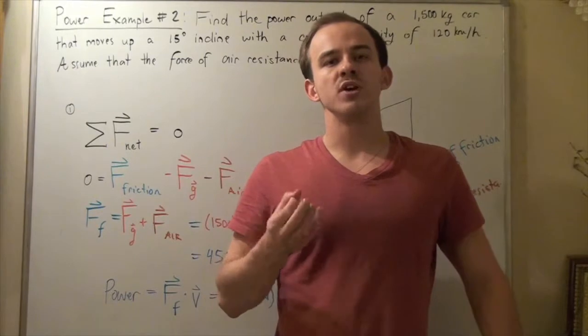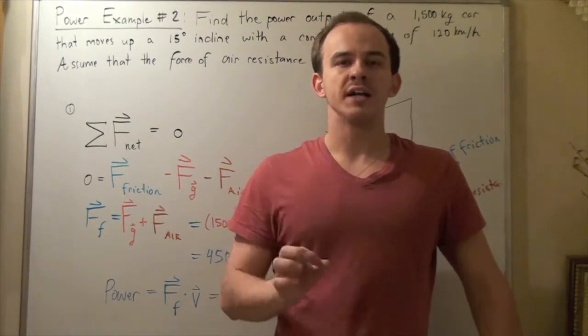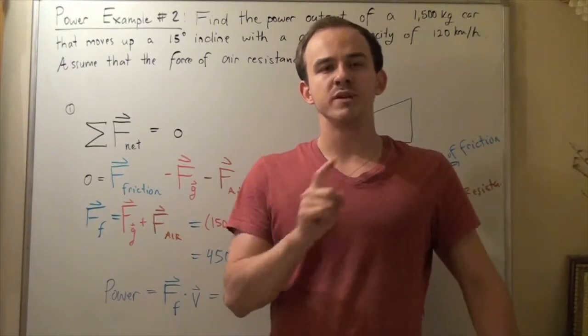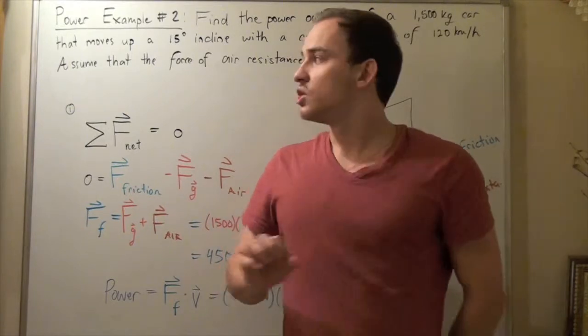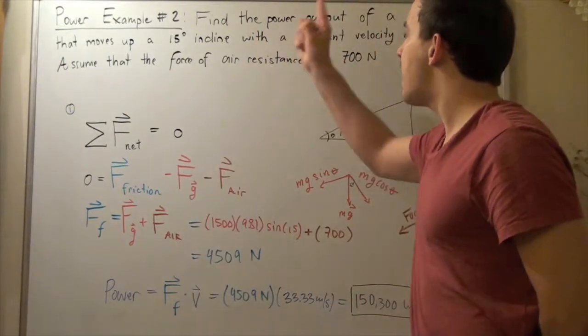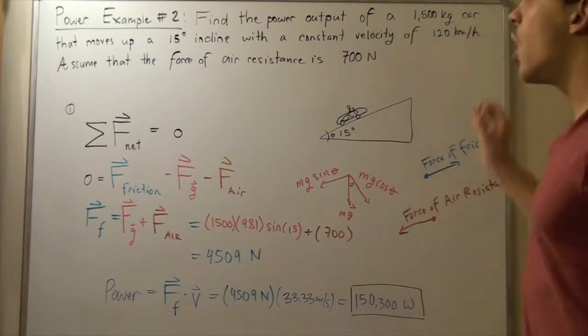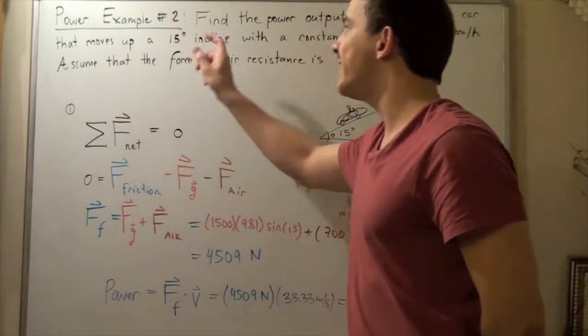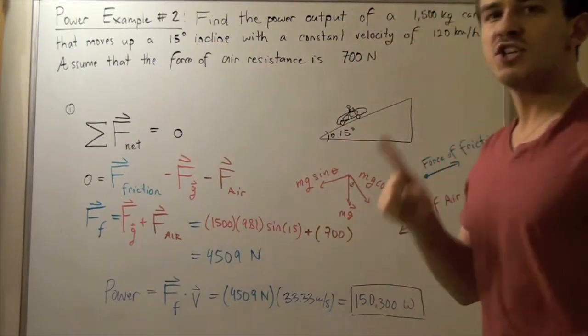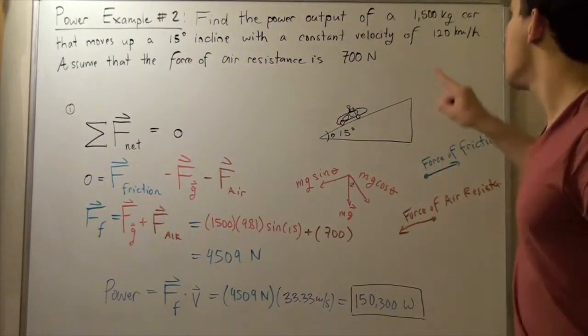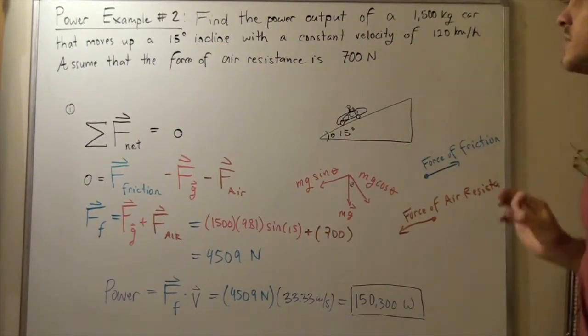So in this example, we want to find the power output required by a car to sustain its movement up an inclined plane. So let's begin. Find the power output of a 1,500 kilogram car that moves up an incline of 15 degrees with a constant velocity of 120 kilometers an hour.